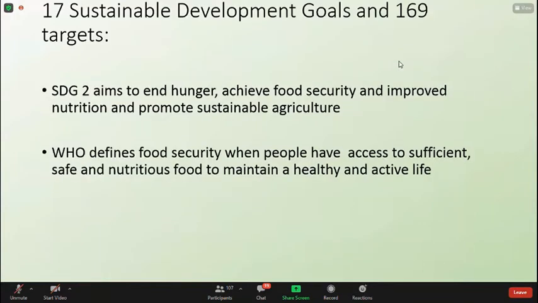If you look at the 17 Sustainable Development Goals and 169 targets, SDG number 2 aims to end hunger, achieve food security, improve nutrition and promote sustainable agriculture. According to WHO, food security is defined as when people have access to sufficient, safe and nutritious food to maintain a healthy and active life.